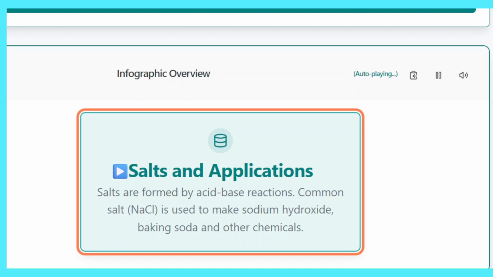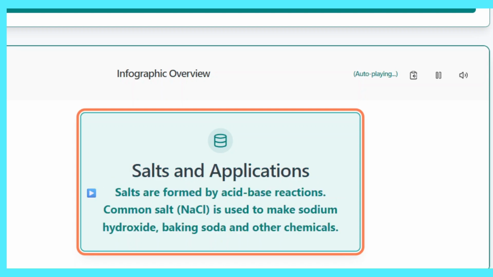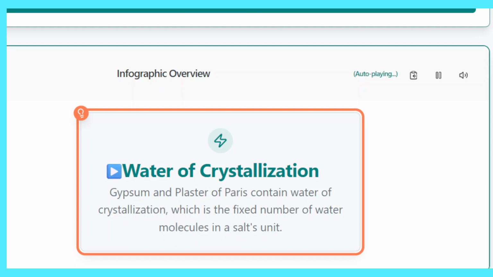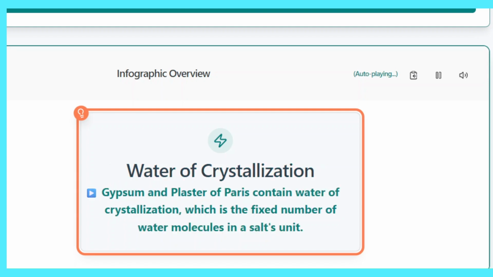Salts and applications. Salts are formed by acid-base reactions. Common salt, sodium chloride, is used to make sodium hydroxide, baking soda and other chemicals. Water of crystallization. Gypsum and plaster of Paris contain water of crystallization, which is the fixed number of water molecules in a salt's unit.